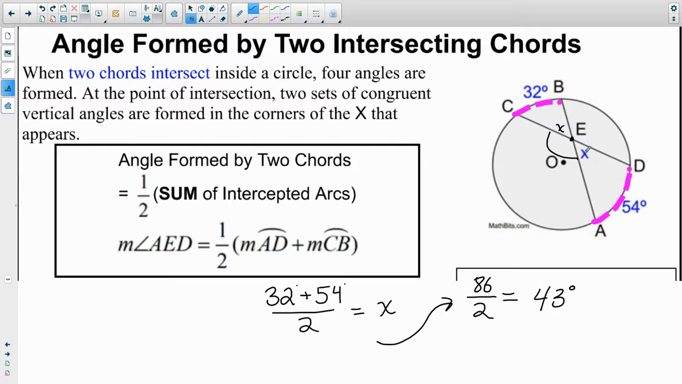Now, you might also notice that once you have one of those angles, you automatically have two because they're vertical.